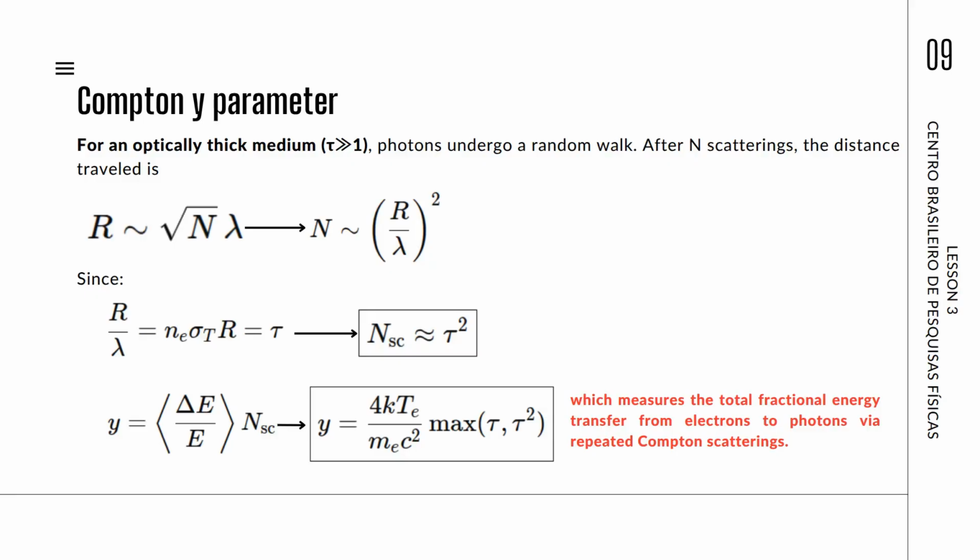So we just substitute here the value for the energy change, and then we take the maximum out of the two values. Okay, remember here that we are working only in two extremes. Only for thin mediums or thick mediums.